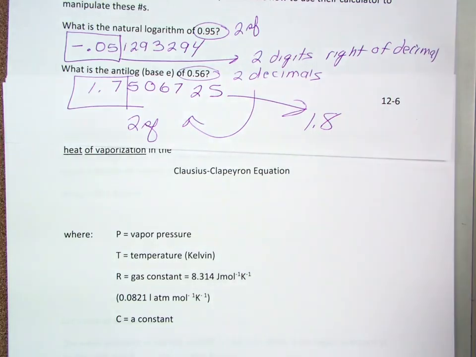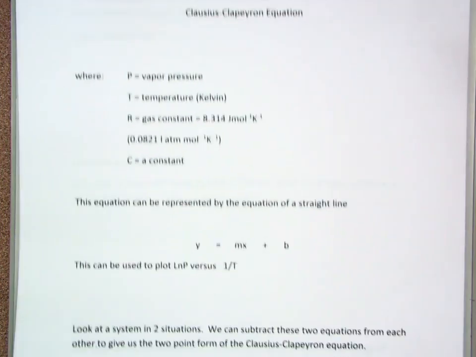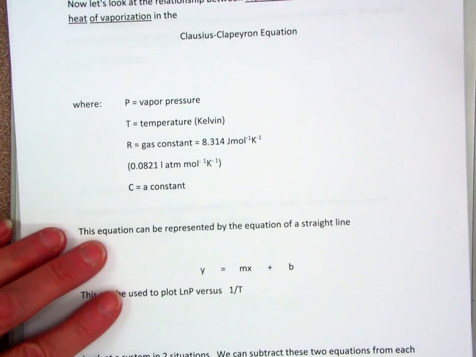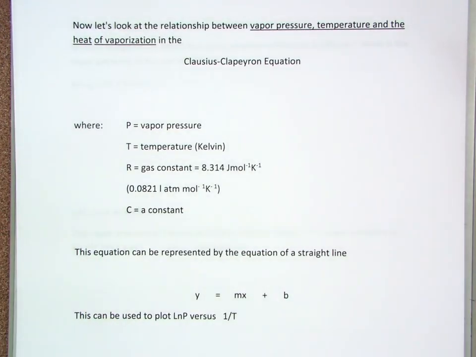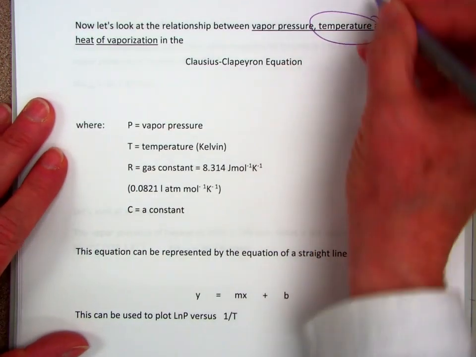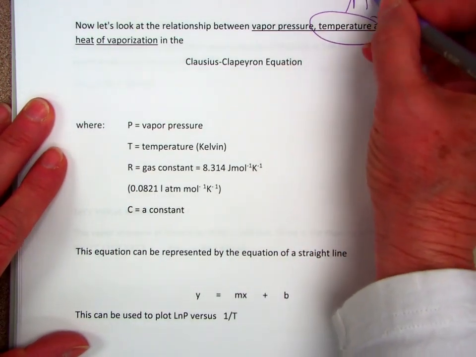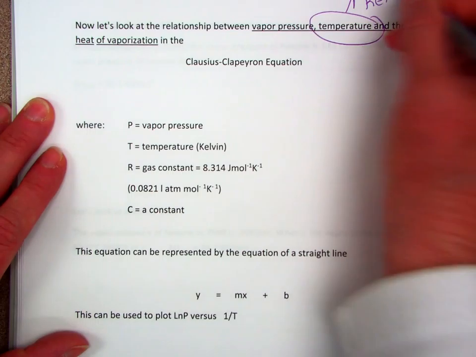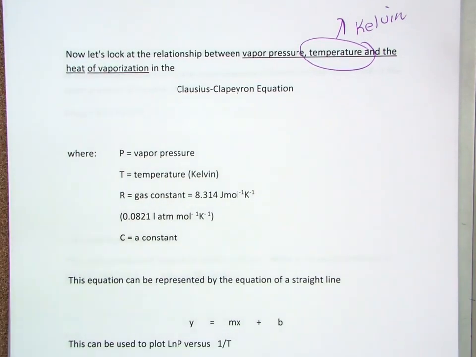Now, why are we interested in natural logarithms at this point in the semester? Because we are going to look at the relationship between the vapor pressure of a liquid, the temperature, and the heat of vaporization, all in the Clausius-Clapeyron equation. Now remember, temperature, anytime we put it in an equation, this will always be Kelvin temperature. Just like with the gas laws, we always had to convert to Kelvin. We convert to Kelvin for this.